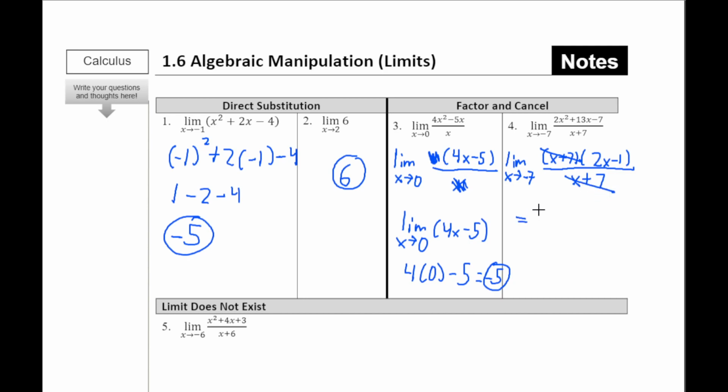And that's just equal to, I'm not going to write that this time, limit as x approaches -7 of 2x minus 1. Now you can directly plug in -7 for x, which is -14 minus 1, and we get -15 right here. So factor and cancel, that's questions 3 and 4.